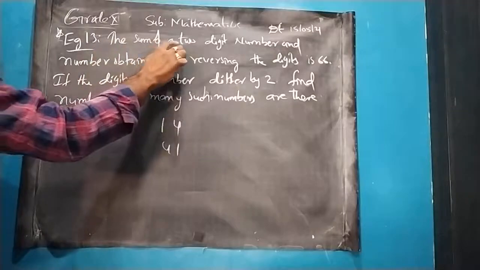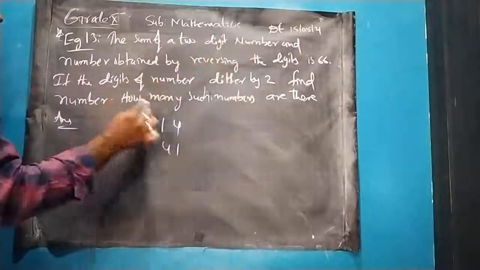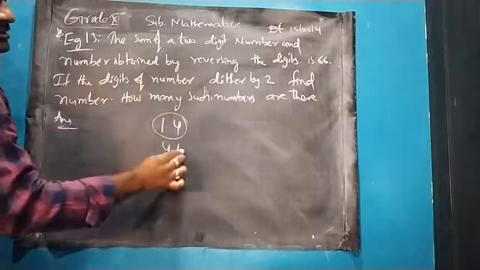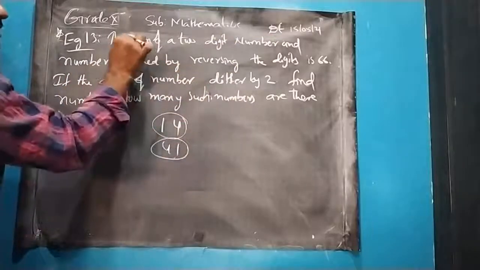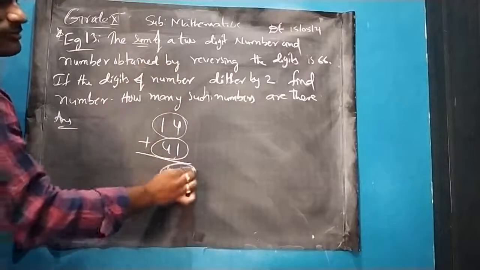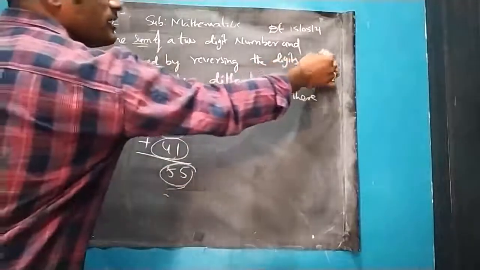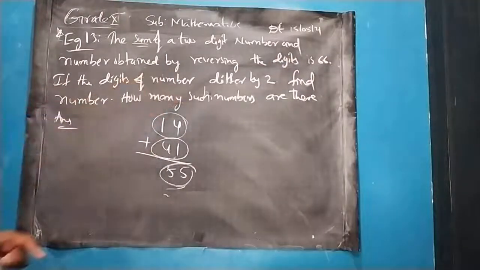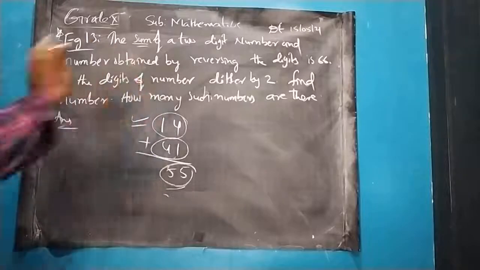The sum of a two-digit number, so I have written a two-digit number, and the number obtained by reversing the digits, I have written the reverse number also. If I do the sum of these two, I am getting the answer as 55. But here the sum is 66. So we don't know what the two-digit number is, we have to find that out. So this is the meaning of the sentence.